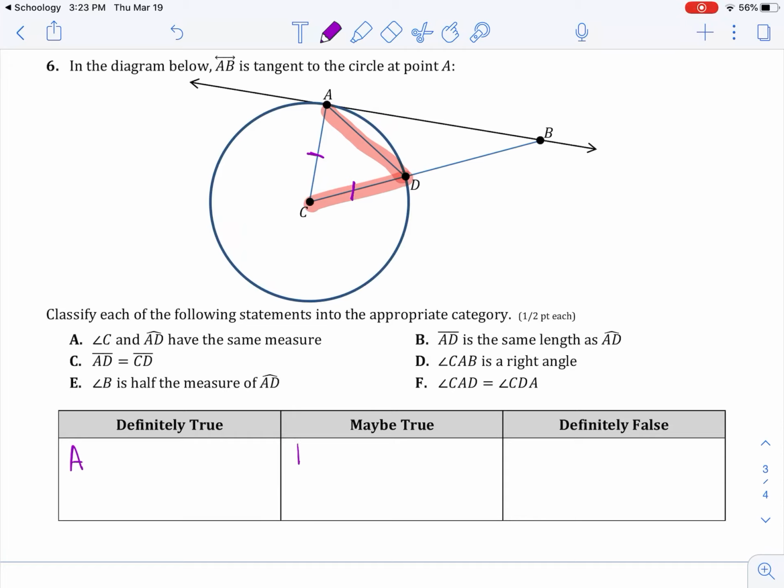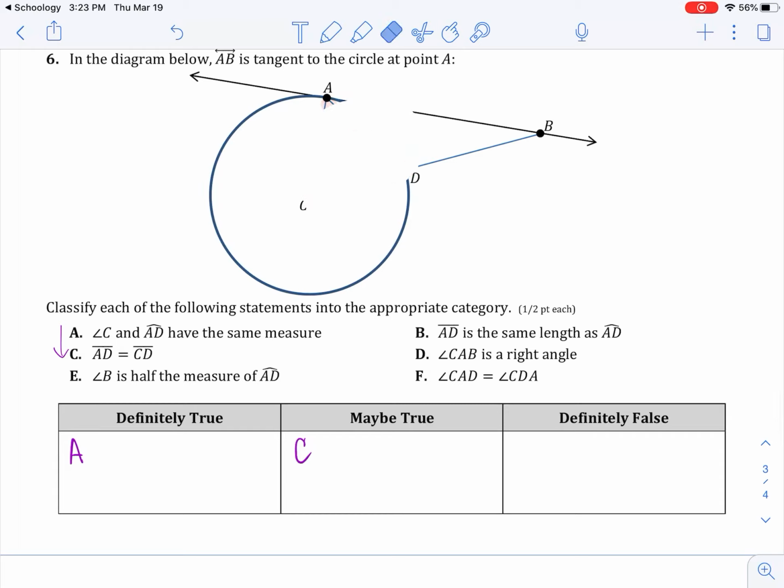All right, next one. Oh, that was C, my bad. Let me go back here. That was C, maybe true. All right. So I started to go in the wrong order, so I'm going to keep going this way. Angle B is half the measure of arc AD. Or sorry, yes, arc AD.